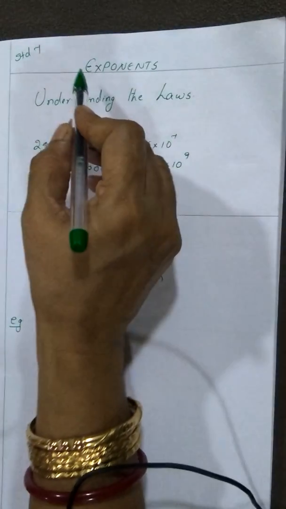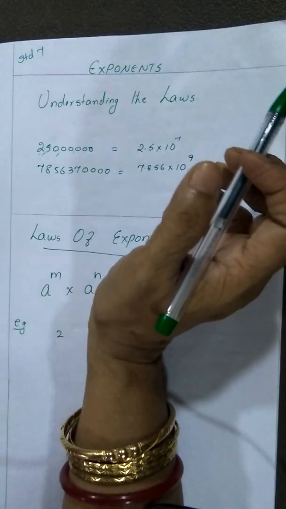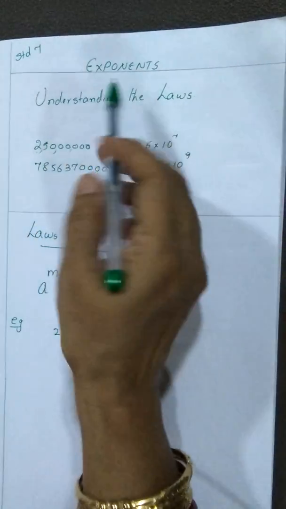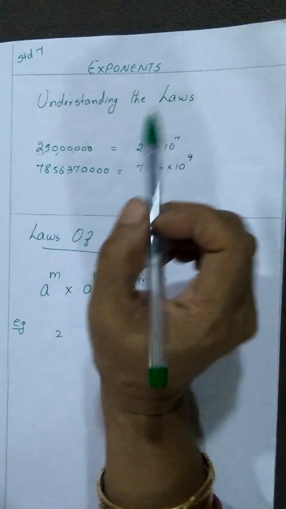The chapter is Exponents for Standard 7. Let us understand why we are using the exponents.